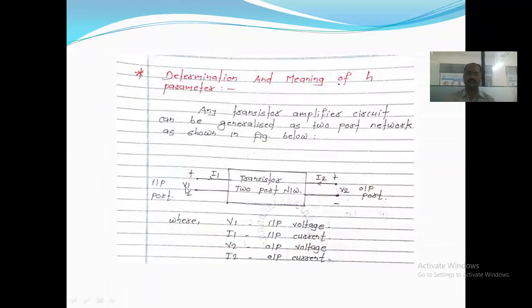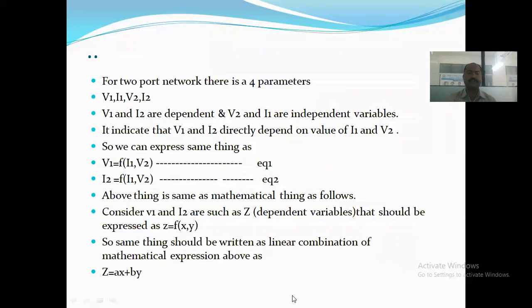right? Phi1, is it dependent or independent? Phi1 is dependent. Okay, what does it depend on? It depends on I1 and phi2. Right, same thing we have right here.